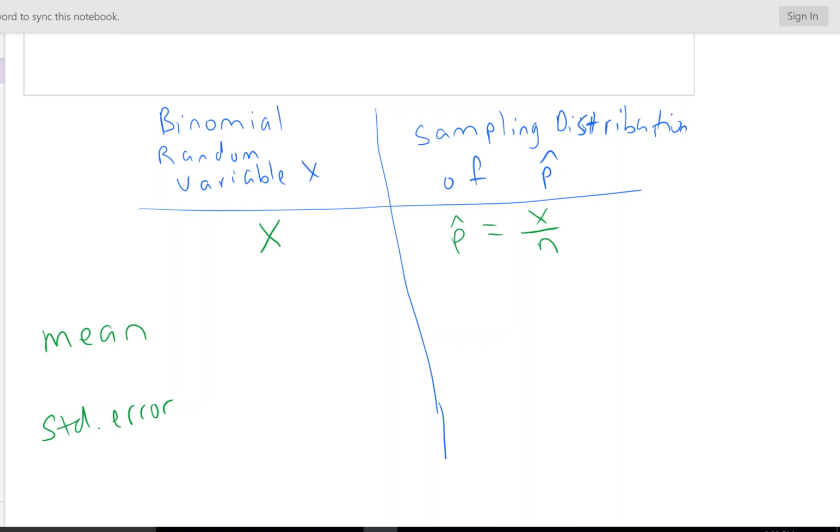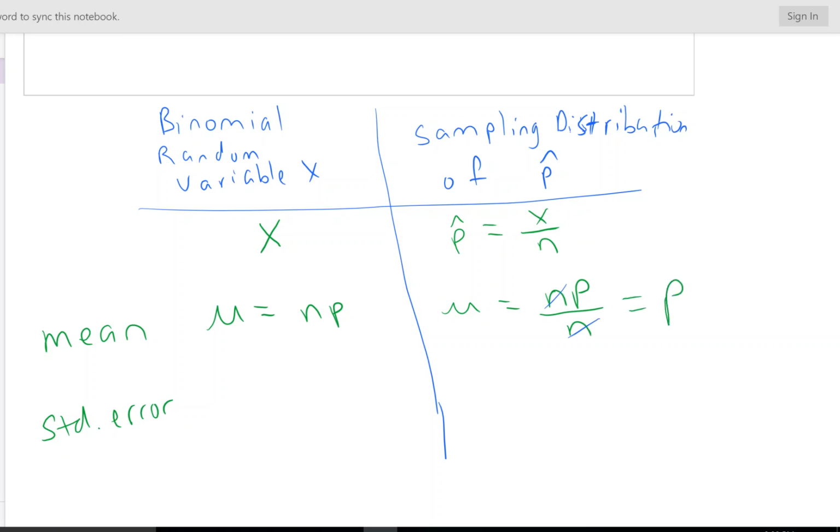Notice also that the mean of the binomial random variable is just n times p. All right? And the mean for the sampling distribution of the sample proportion is actually just p. But I'm going to actually write it like this: n times p over n. And then, of course, the n's cancel out, and we're left with just p.